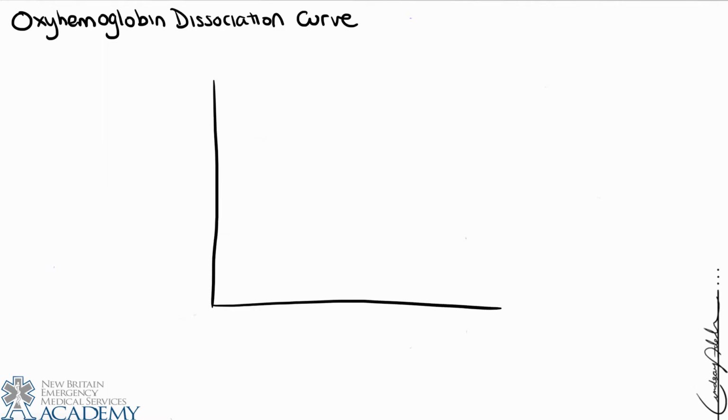Where this leaves us is we want to talk about something called the oxyhemoglobin dissociation curve. Now, I don't know how you feel about graphs, but I particularly hate them because I think they're kind of hard to figure out. But this one is really, really important, so we're going to spend a little time looking at it. So we have a y-axis in the vertical direction and then an x-axis in the horizontal direction.